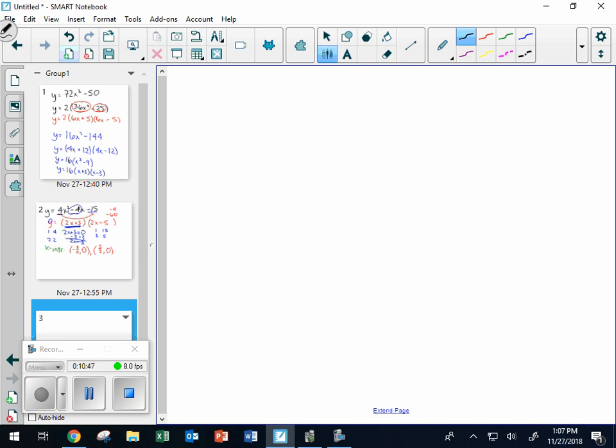Okay, for quadratics B, I would like to do a complete the square problem, and I would like to do a projectile motion equation problem. Which one would you like to start with?